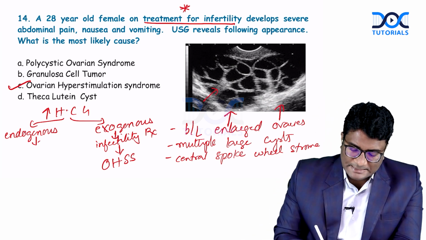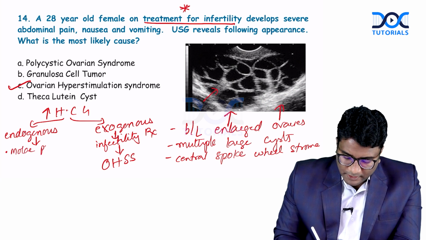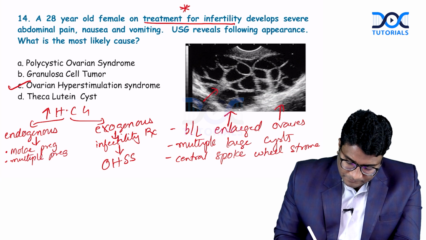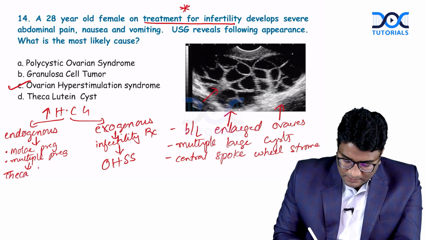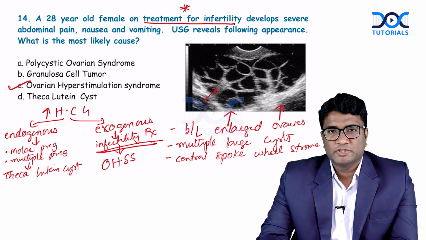But if you have endogenously elevated HCG, as in molar pregnancy or in multiple gestations, multiple pregnancies, this should make you think of theca lutein cyst. So because the history gives you infertility treatment, the better answer is ovarian hyperstimulation syndrome.